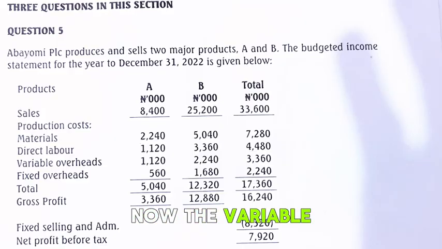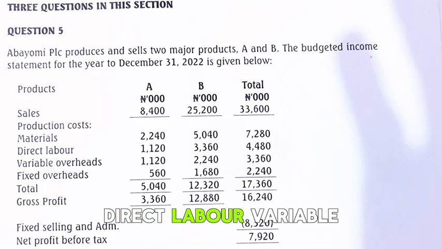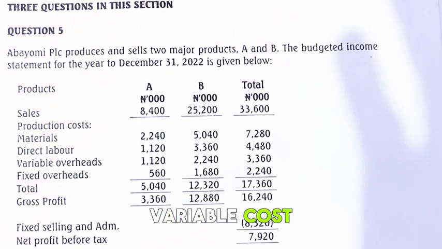Now, the variable costs that we have are made up of what? Material, direct labor, variable overhead. These are the variable costs, but they are in total. So it means we have to go and determine the unit of production. To get the unit of production, you simply divide the sales value, the sales revenue by the selling price. When you get that, you know the unit that was produced.